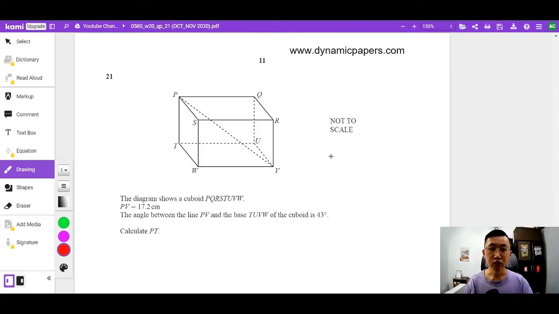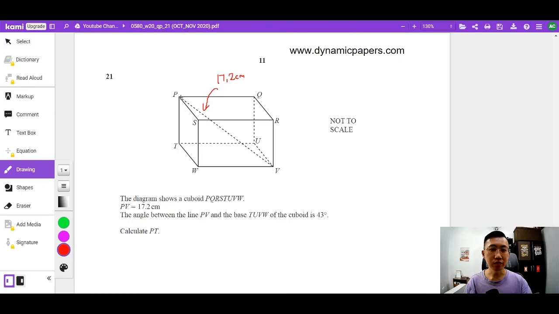Question 21. The topic here is actually 3D trigonometry. Let's read. The diagram shows a cuboid PQRSTUVW. So it's a whole cuboid. PV is 17.2 centimeter. This diagonal line, they don't label, so you better label it 17.2 centimeter. The angle between the line PV and the base TUVW, this is the base of the cuboid, is 43 degrees.